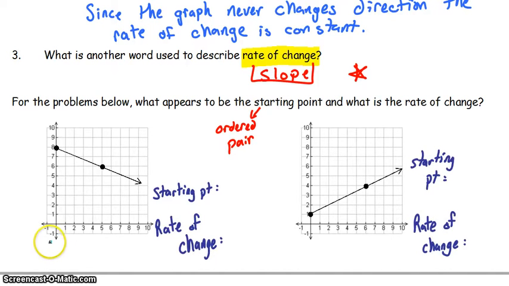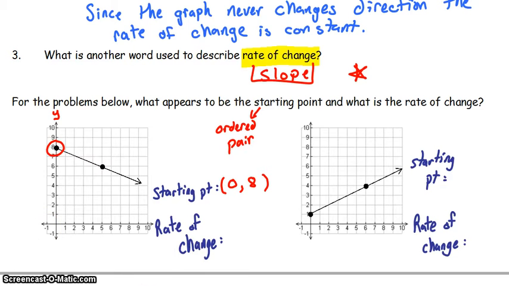Okay, so for this first one on the left, the starting point, remember this is like reading a book, so you're always starting on the left here, and you're always going to be starting here on your y-axis. The starting point is right here. We want to list that starting point as an ordered pair every single time. Your x-coordinate is first. In this case, your x-coordinate is 0. Your y-coordinate is second. In this case, that's 8.